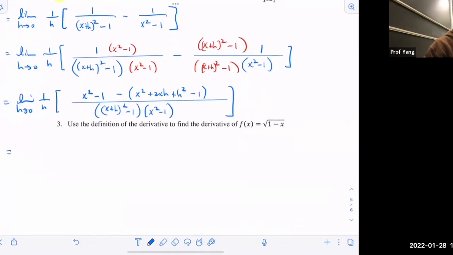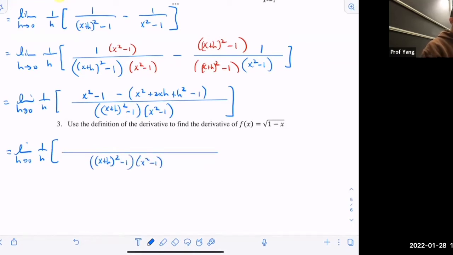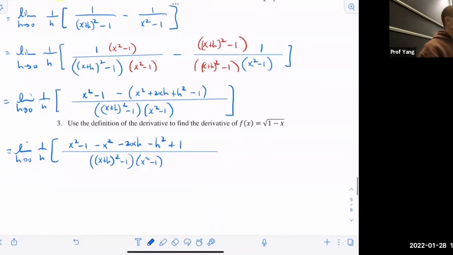So then this is going to be the limit as h goes to 0. This is 1 over h. This becomes (x plus h) squared minus 1 times x squared minus 1, with numerator x squared minus 1 minus x squared minus 2xh minus h squared plus 1. Any questions?